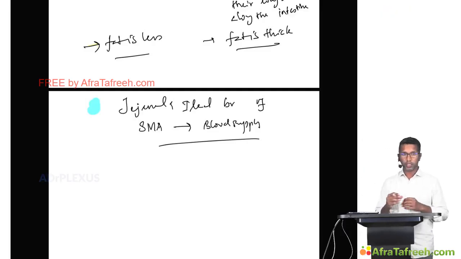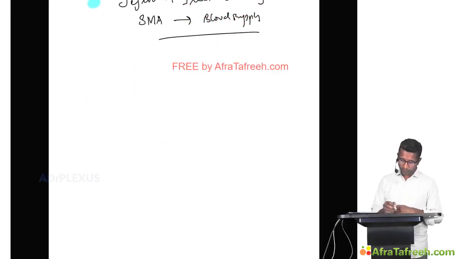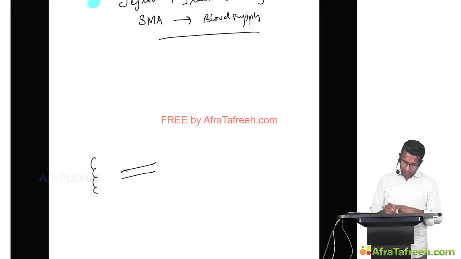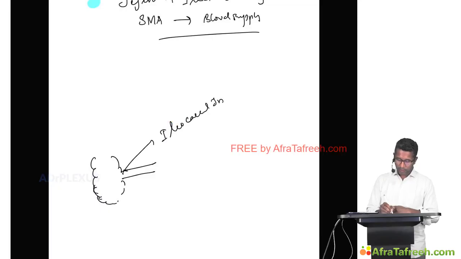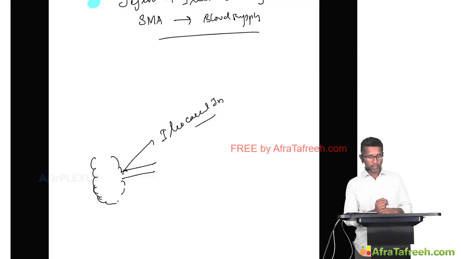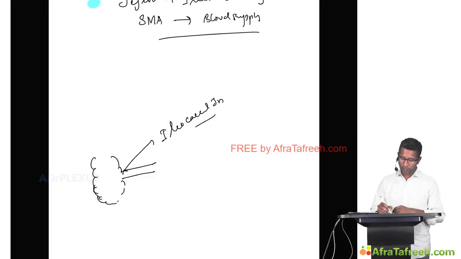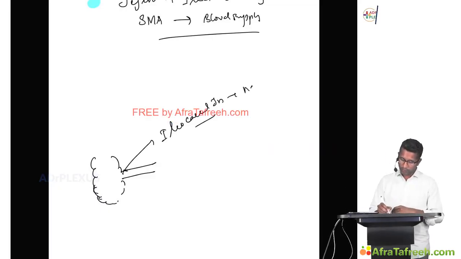And what is happening to the ileum now? This is the ileum, and this ileum is opening into the cecum here. This junction is called the ileocecal junction. This ileocecal junction is the narrowest part of the small intestine.